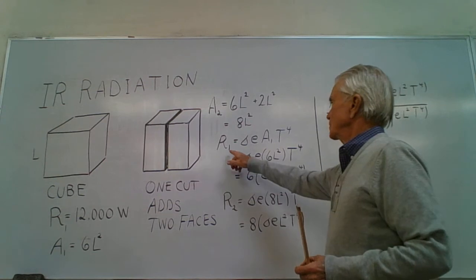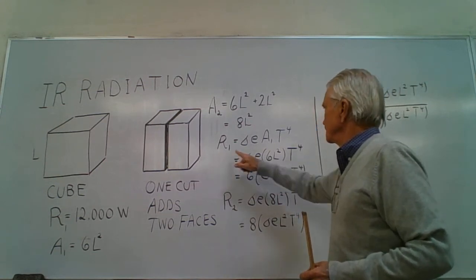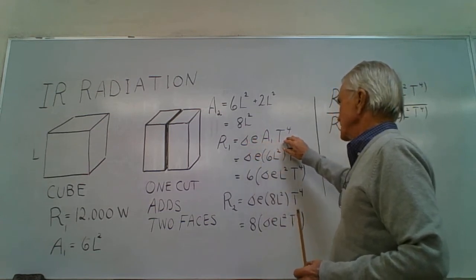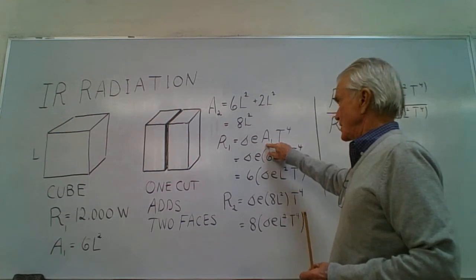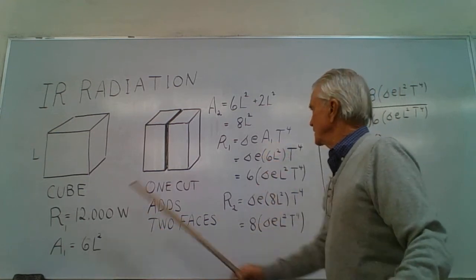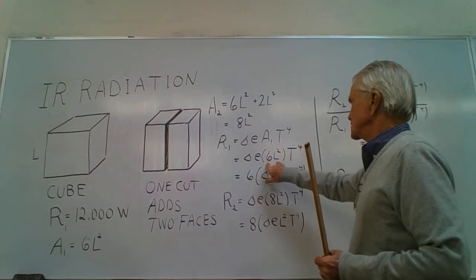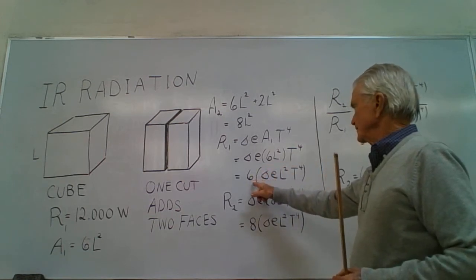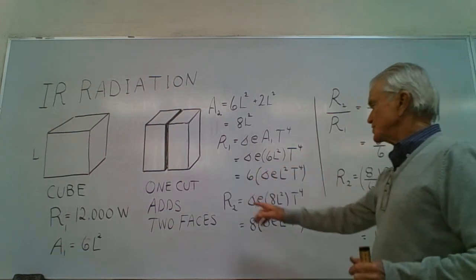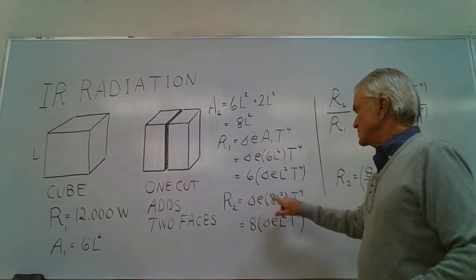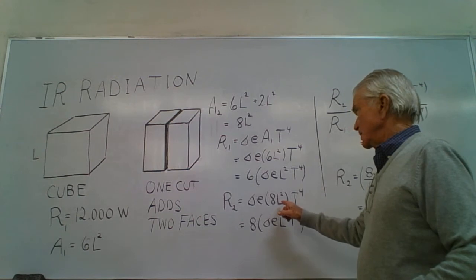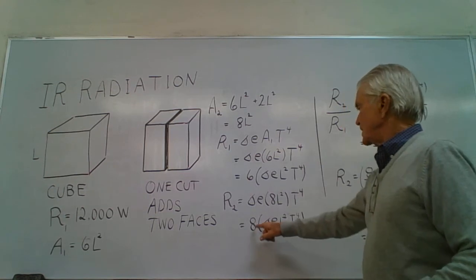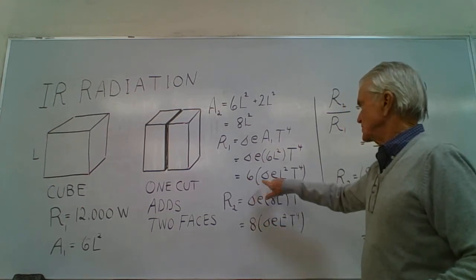Now, we write down the expression for R1 here, following the usual pattern for calculating rates, where we use A1 as the area, substituting from here. A1 becomes in the parentheses 6L squared, and I'll pull that 6 out front. And now we'll do the same sort of thing for R2. It's sigma E times its area, which is 8L squared, times the Kelvin temperature to the 4th power. I pull the 8 out front and have 8 times this. Compare that to 6 times the same thing.